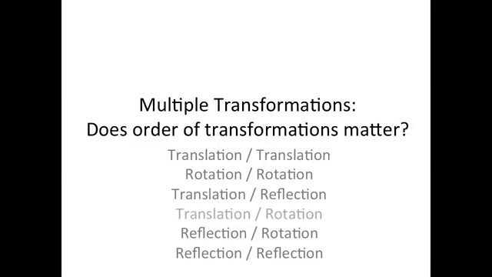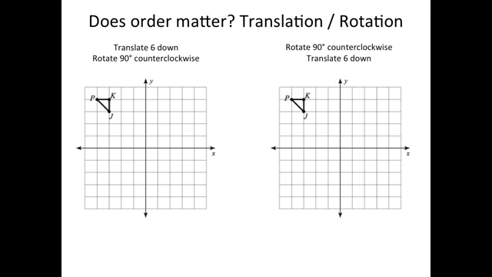Next, we're going to look at a translation and a rotation. Does order matter? So this first one is asking me to first translate 6 down, then rotate 90 degrees counterclockwise. And the other example is asking for first to do the rotation, then to translate.